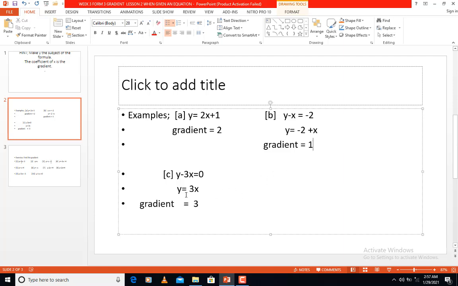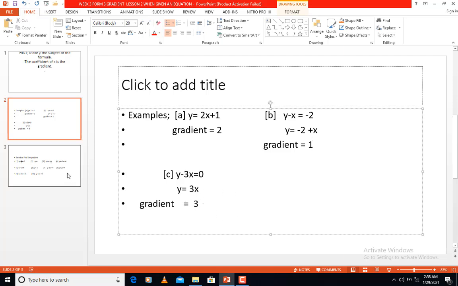Now let's look at example C: y minus 3x is equal to 0. Now make y the subject of the formula. y is equal to 3x. What is the coefficient of x? The coefficient of x is 3. So that is your gradient. The coefficient of x gives you the gradient.